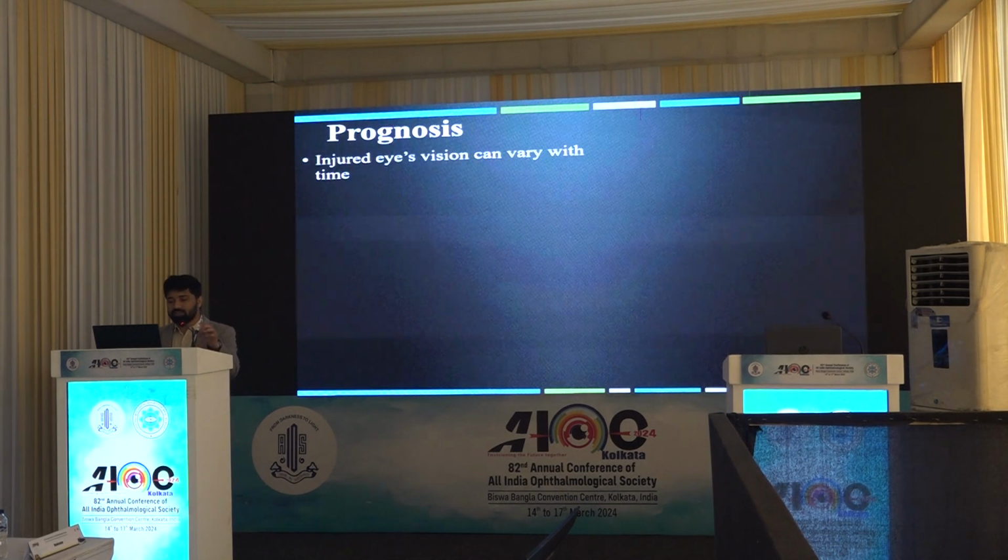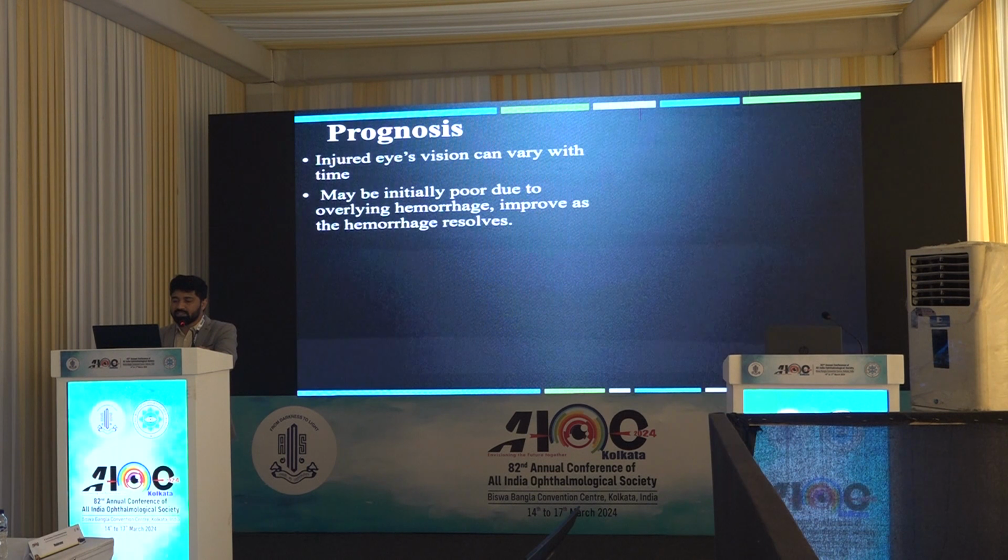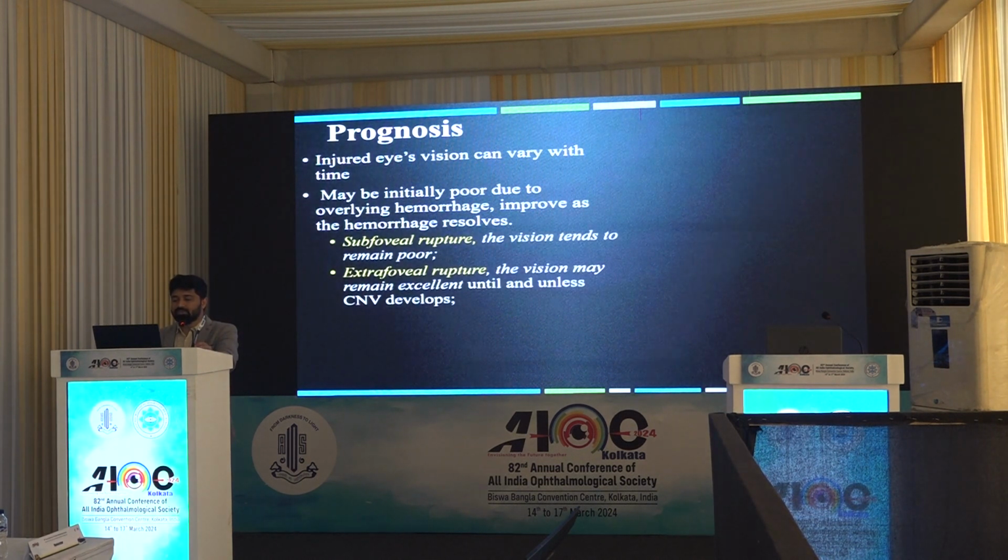So the prognosis of the injured eye can vary. It may initially be poor due to overlying hemorrhage and improve as the hemorrhage resolves. If it's a subfoveal rupture, obviously vision tends to remain poor. If it's extrafoveal, the patient can maintain 6/6 vision also.